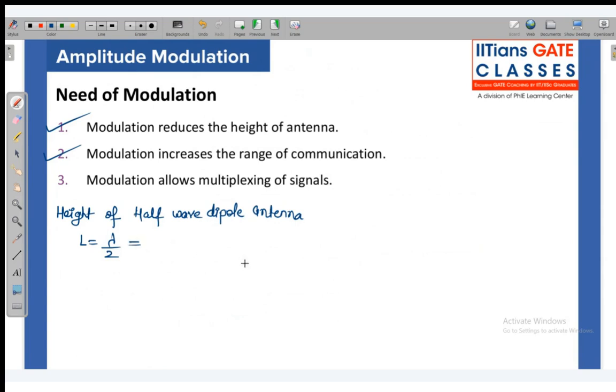Lambda is the wavelength of the signal to be transmitted. So how do you calculate the wavelength? Wavelength is nothing but the velocity of light divided by frequency. So lambda is equal to c by f, and there is already 2.